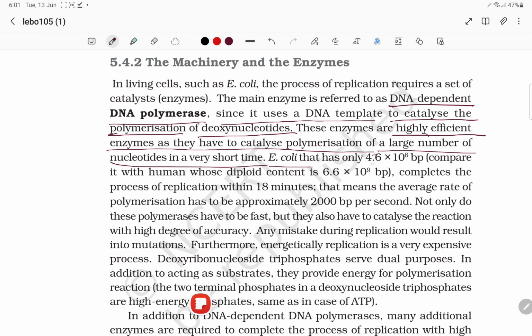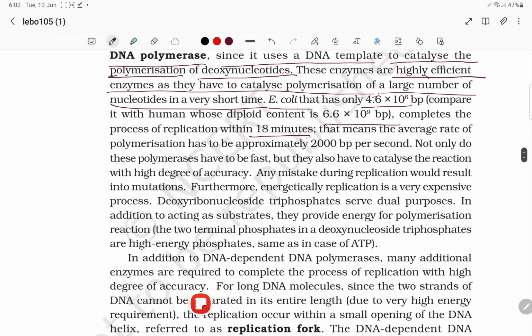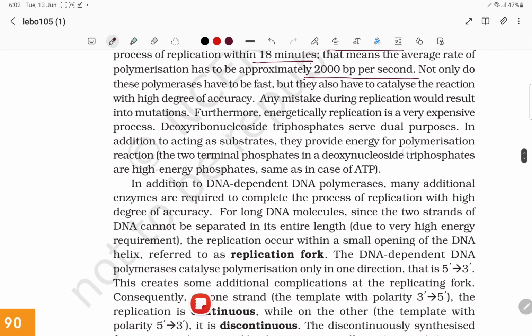E. coli has 4.6 x 10^6 base pairs, compared to the human, which has 6.6 x 10^9 base pairs. The E. coli will complete the entire process of replication within 18 minutes. That means the average rate of polymerization is around 2000 base pairs per second in E. coli. So for 4.6 x 10^6 base pairs, it took 18 minutes, which is around 20,000 base pairs per second.